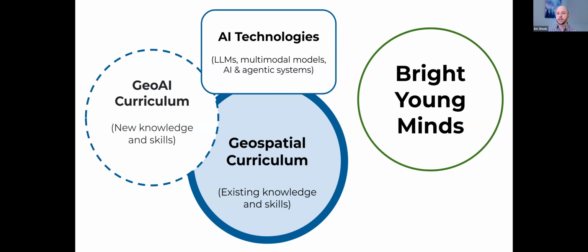So these might not be geospatial. They might be large language models, LLMs, multimodal models where you could combine text with images. They could be AI and something called agentic systems, where you build AI agents that can do more complicated things using tools. So this is kind of the way that we can break this apart.